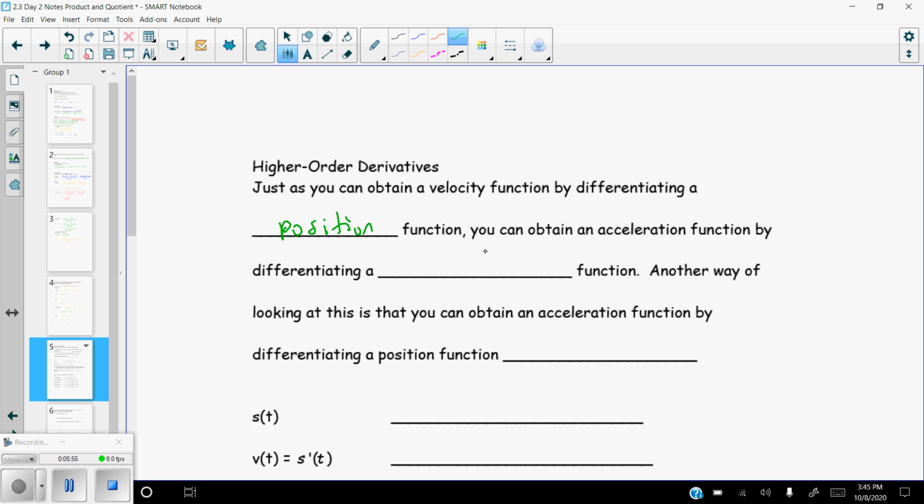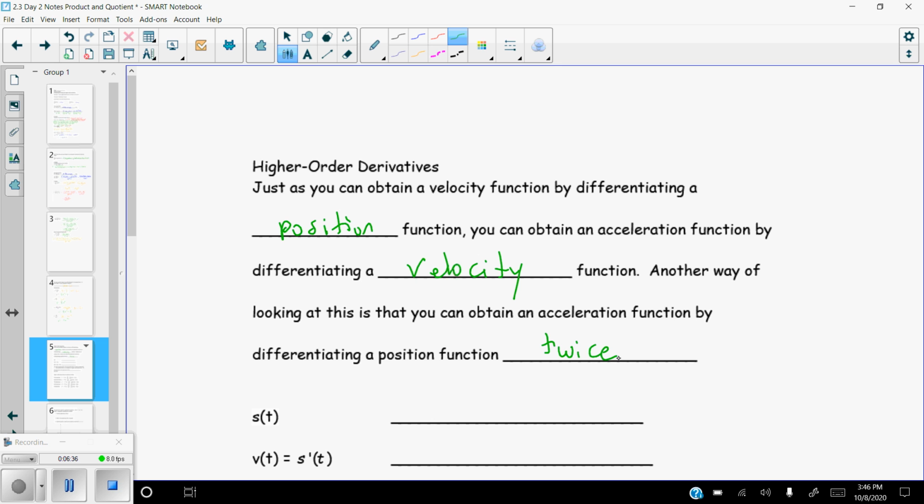Likewise, we can obtain acceleration by differentiating velocity, because the acceleration is actually the rate of change of the velocity. It's how my velocity changes over time. That's what acceleration is. So another way of looking at this is that we can obtain the acceleration function by differentiating a position function twice. You'd have to get the velocity to get to the acceleration, but that's the general idea.